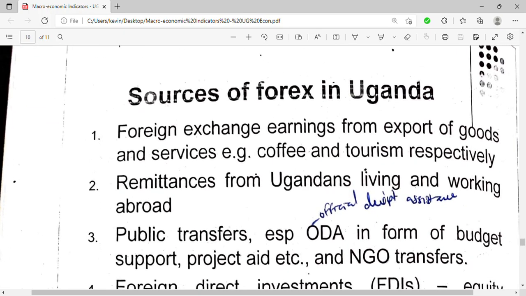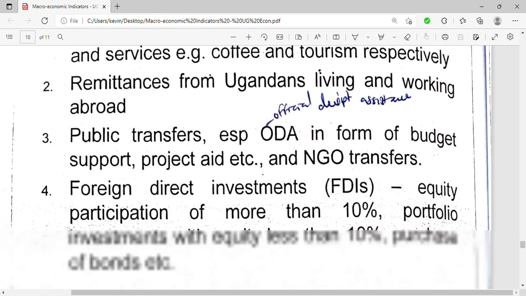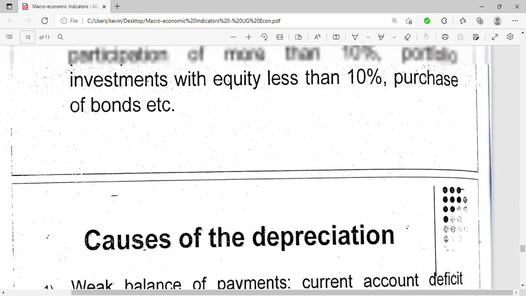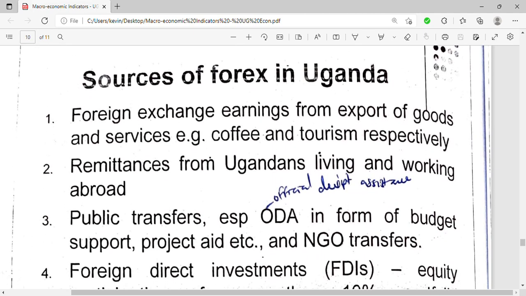Let's look at the sources of Forex in Uganda. Where do we get the foreign currency from in our country? Sources of Forex. Foreign exchange earnings are from exports of goods and services, for example, coffee and tourism respectively. Once you sell to Americans, they'll pay you in dollars, so you end up getting foreign money. So foreign exchange earnings from exports is a source of Forex in Uganda.